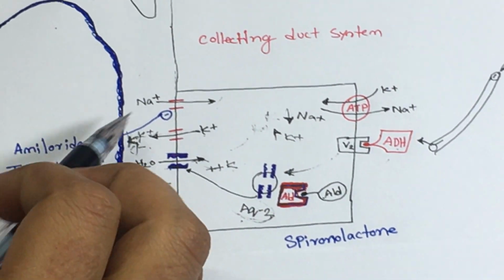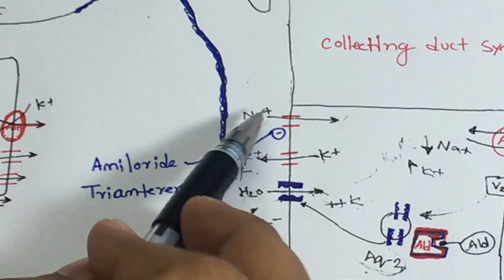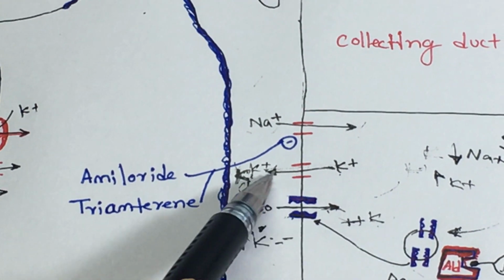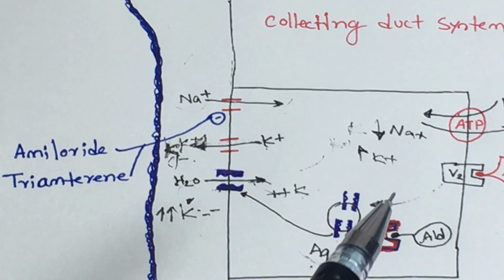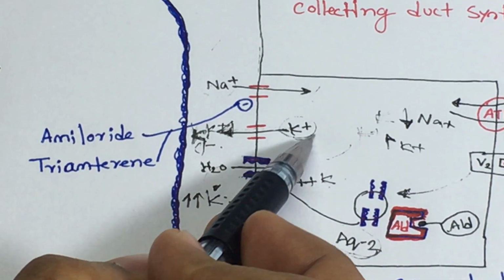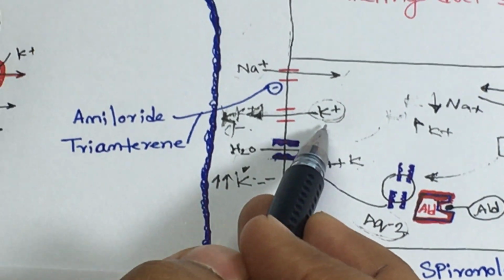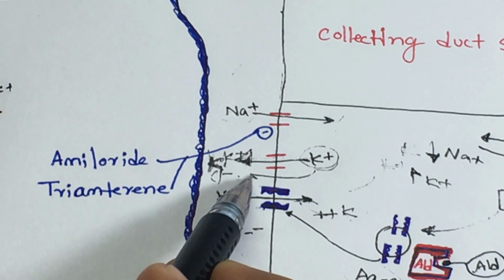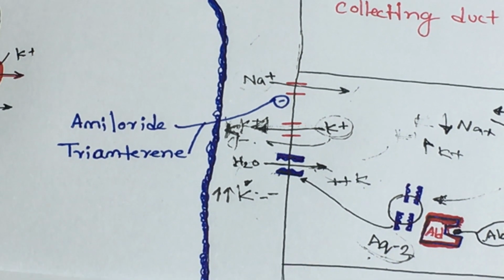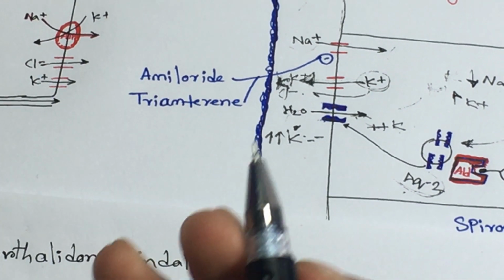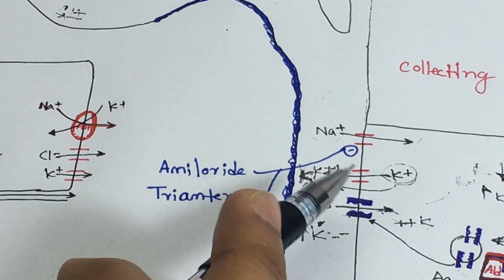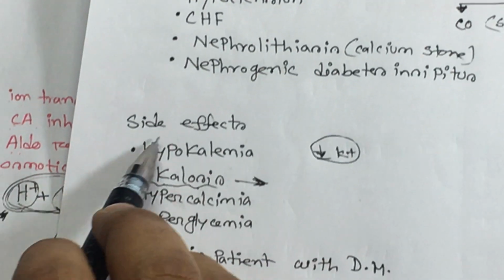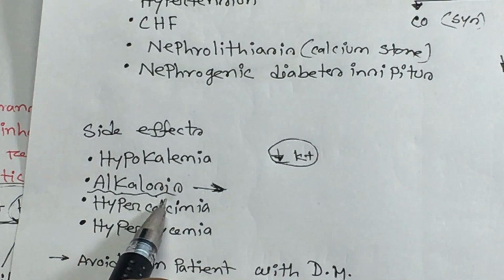So in a nutshell, whenever we are reabsorbing sodium, at the same time we are also excreting potassium. This is the principle. Another principle: whenever we excrete potassium, we are also excreting the proton. So whenever we are reabsorbing sodium, at the same time we are also excreting potassium. So a side effect of this thiazide is alkalosis.